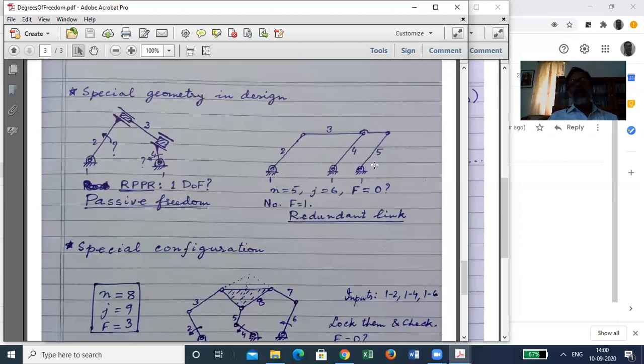So 2 into 6, 12. So 12 minus 12, 0. Degrees of freedom should be 0 here. However, there is 1 degree of freedom.